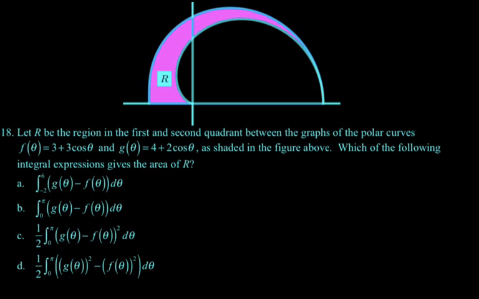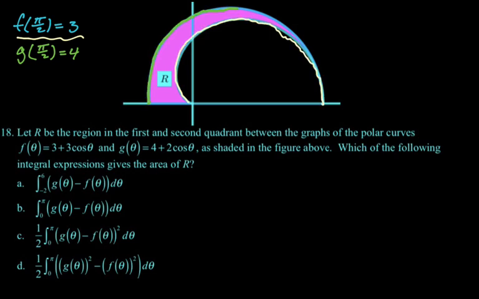Okay, so now here's the biggest issue for me with this problem: which curve is the one that's farther out? I have to figure that out. I think we can do this in a sort of lame way where we just say they're consistent throughout. So let's look at them at pi over 2. If I do f of pi over 2, I get 3 plus 3 cosine of pi over 2. Cosine of pi over 2 is 0, so I just get 3. And then if I do g of pi over 2, I get 4 plus 2 cosine of pi over 2. Cosine of pi over 2 is still 0, so we just get 4. So g is farther out.